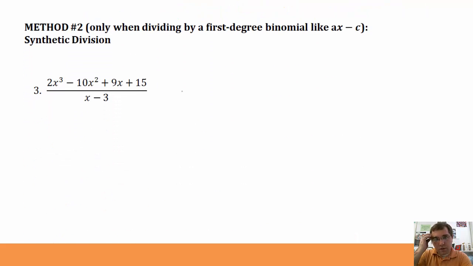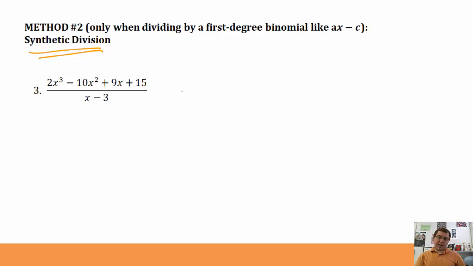Method number 2. Unlike polynomial long division, this does not always work. This is called synthetic division. And it only works when I'm dividing by a first degree binomial. So a binomial means it only has 2 terms, and first degree means the power of the variable is only 1. It's not anything higher. So for example, 2x cubed minus 10x squared plus 9x plus 15 divided by x minus 3. I'm dividing by a first degree binomial, so I can do what's called synthetic division.